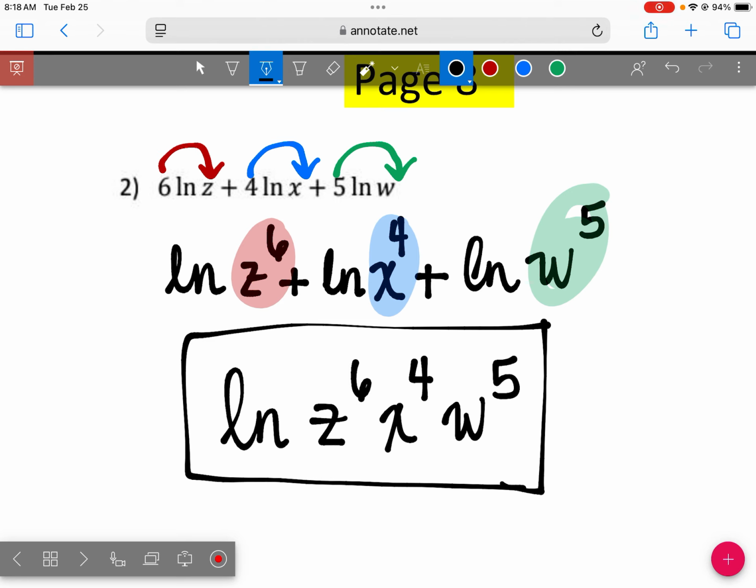So yesterday we took something that was already condensed and we expanded it. Now we're taking something that's expanded and condensing it. We're going both ways.